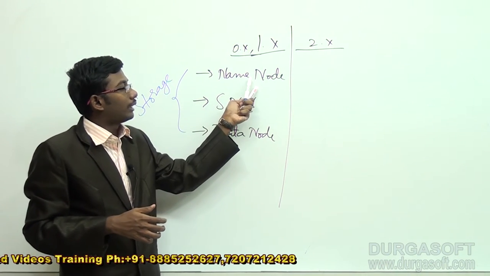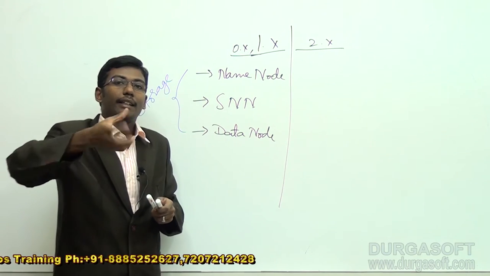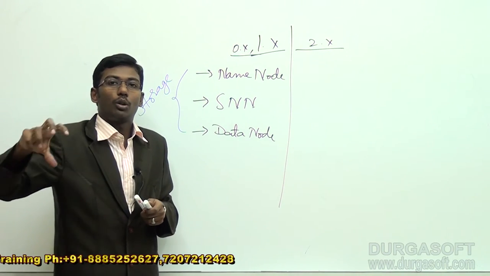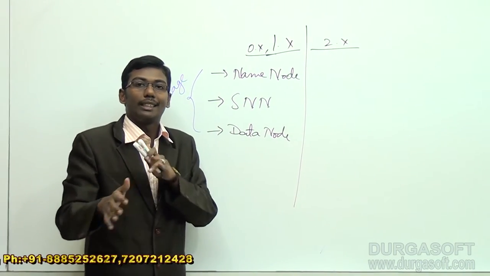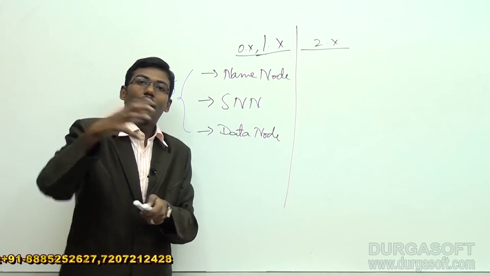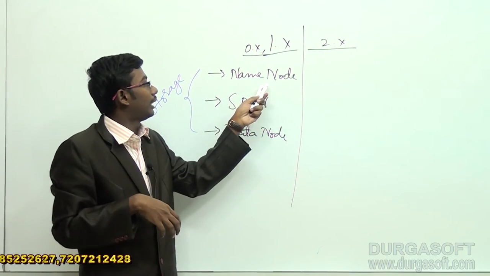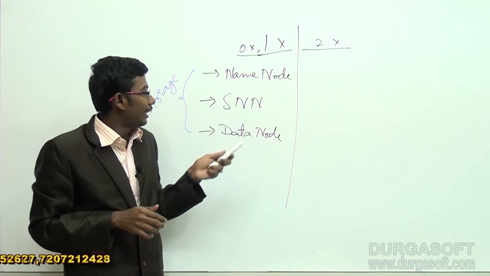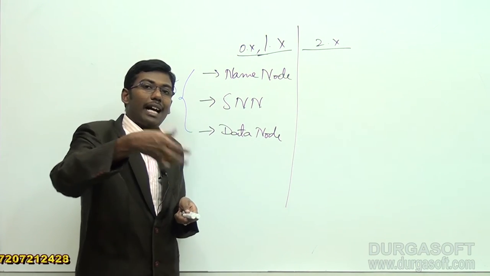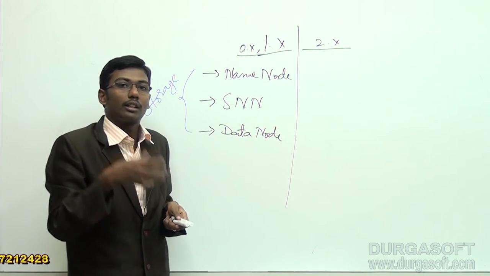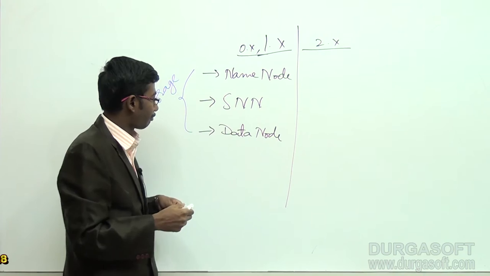Name node only will be taking care of complete storage of a huge number of files by dividing them into physical locations, physical portions, nothing but blocks. In terms of blocks only we are storing in the Hadoop cluster, not directly file by file. And secondary name node will be actively involved when the name node fails, and it will service the user request. Data nodes are the actual data holders, holding the actual information related to the blocks.